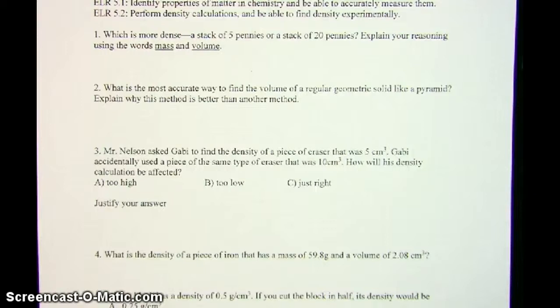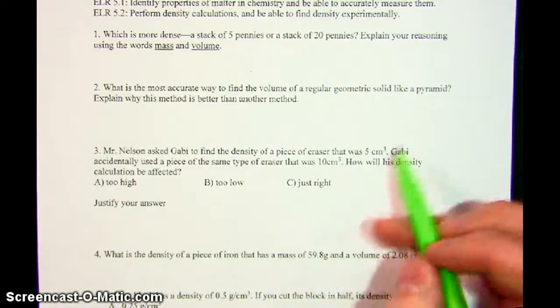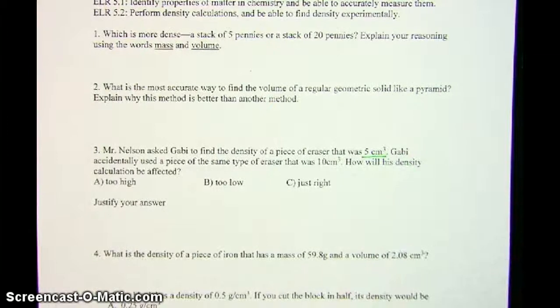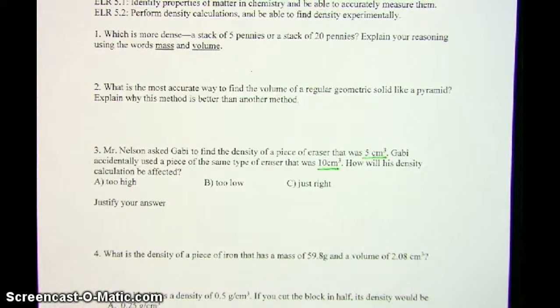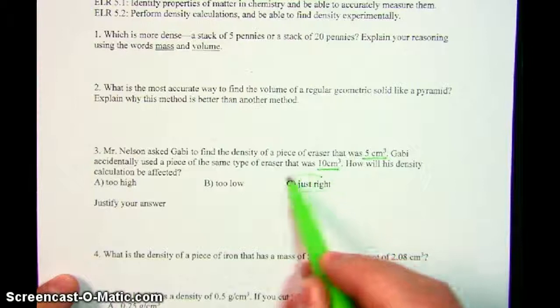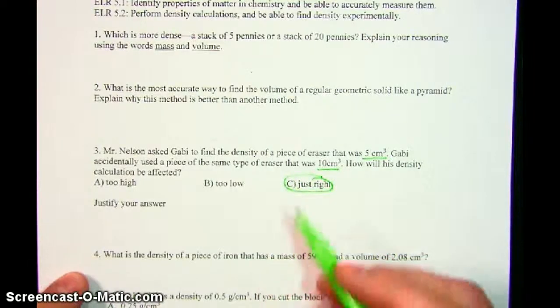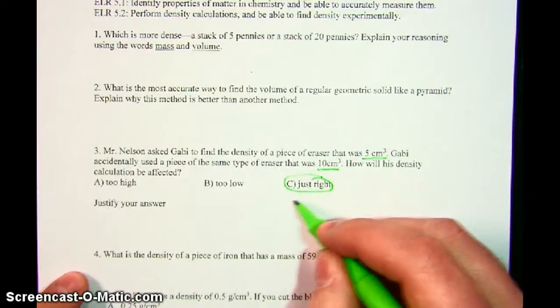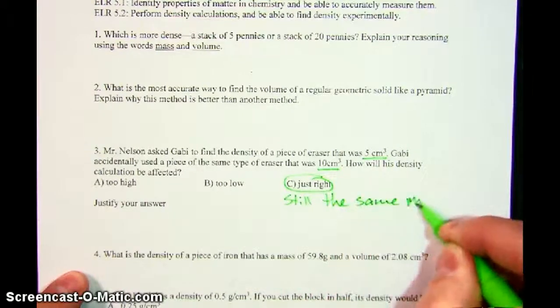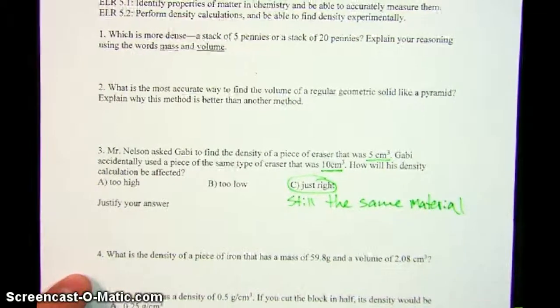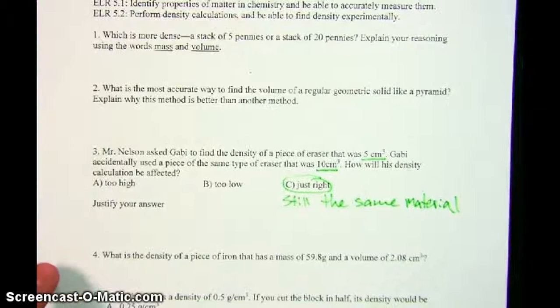In this question, Gabby is trying to find the density of an eraser, and it's giving you a volume right here. And Gabby accidentally grabbed the wrong eraser. She grabbed one that was much bigger. And the question is how will her density calculation be affected? So the question was designed to go for this kind of an answer, just right. And the reason is because it's still the same eraser, same material. So if the material is the same, the density should be the same.